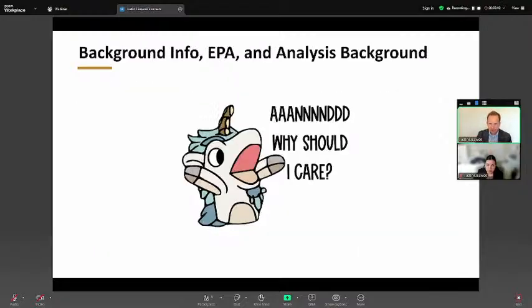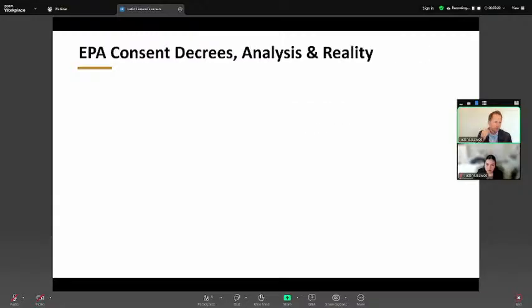So for those of you that know Bluey, you get all this background information, you get all the EPA, and you say, well, why should I care through all this? And that's really the crux of understanding our CVS analysis approach: why do we care about certain aspects and how do we piece it all together?